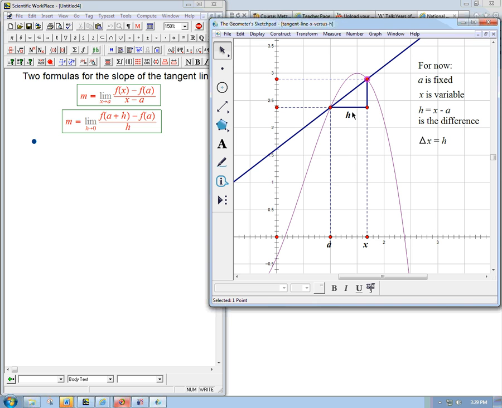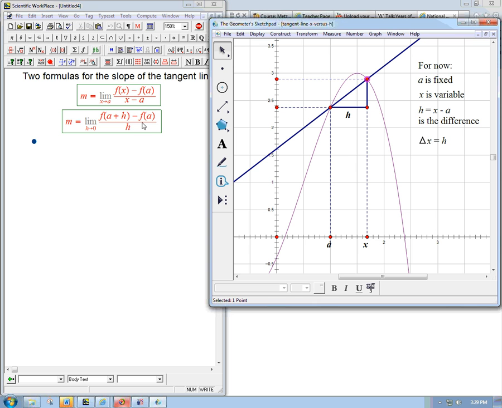So when these 2 points get close to each other, that's saying that x, the variable point, gets close to A, the constant point. And we look at the differences between the heights, that's f of x minus f of A. Look at the difference between those heights. That's the rise, over the run, which is x minus A. And so that's going to be rise over run. We take the limit, and that's going to be the slope of the tangent line.